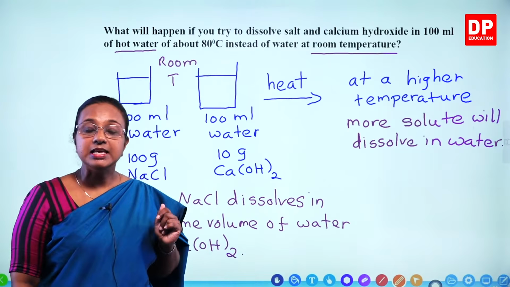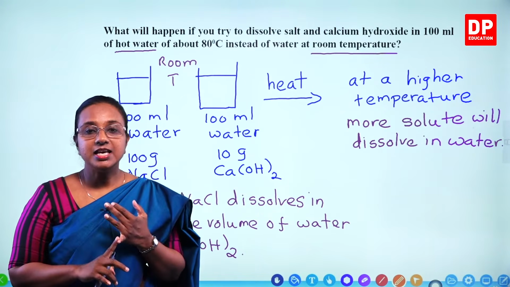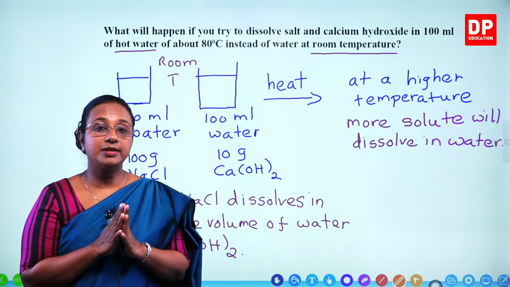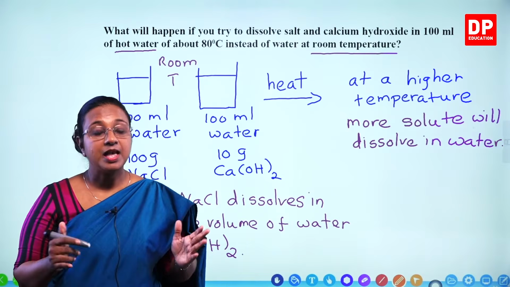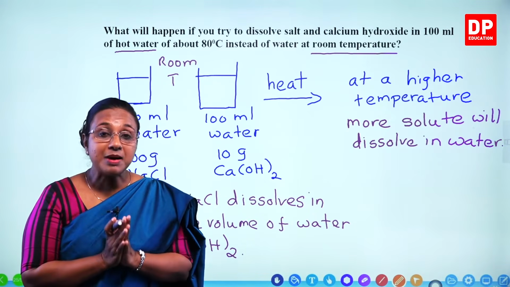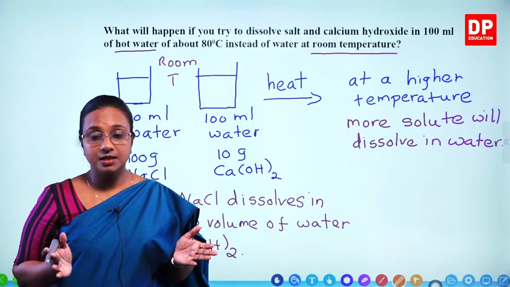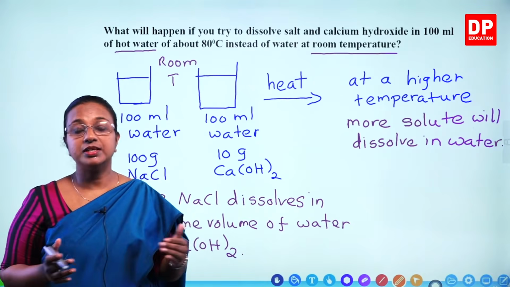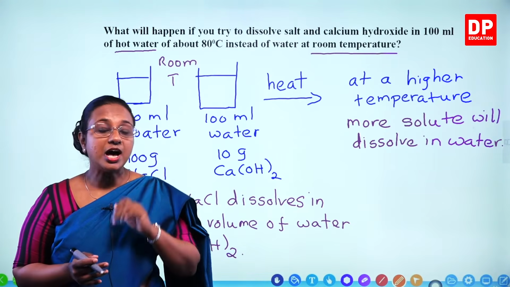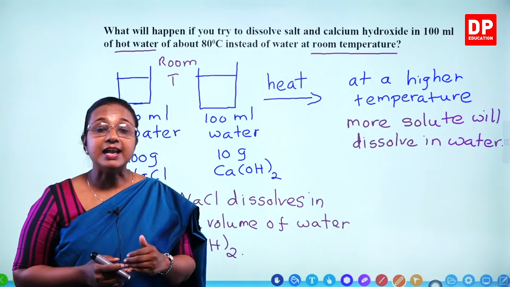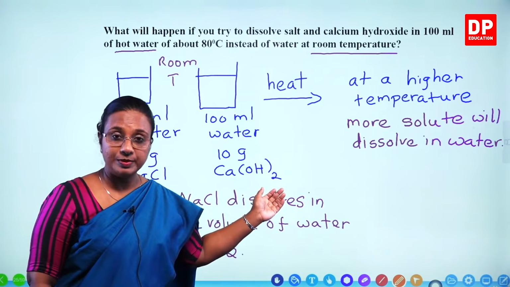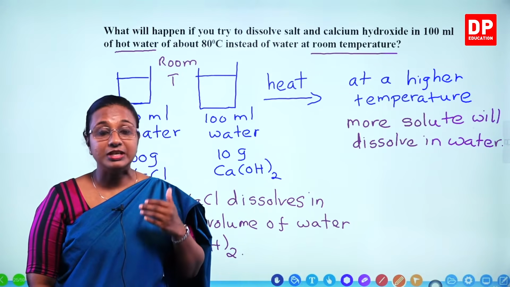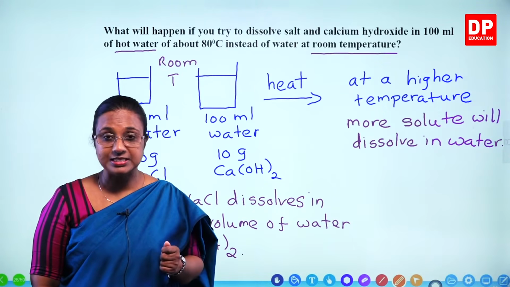From these two, you have seen that the way different solutes dissolve in water is different. And also the amount of solute that dissolves in a solvent depends on the temperature of the solution. Those are two factors that can change the solubility. Based on these observations, we will try to define what solubility is.